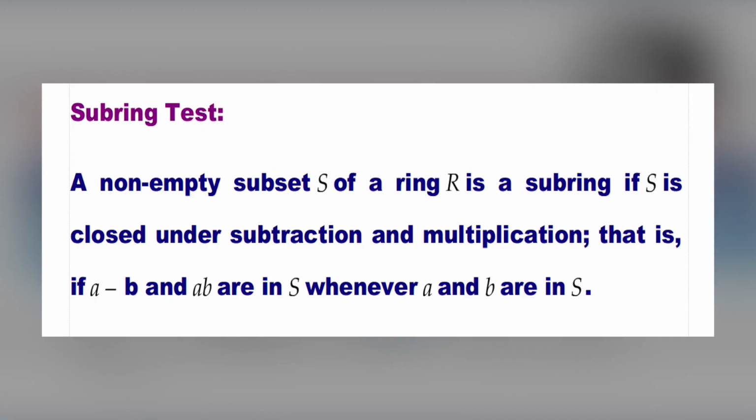There is a simple test for a subring, as follows. A non-empty subset S of a ring R is a subring if S is closed under subtraction and multiplication. That is, if a minus b and ab are in S whenever a and b are in S.